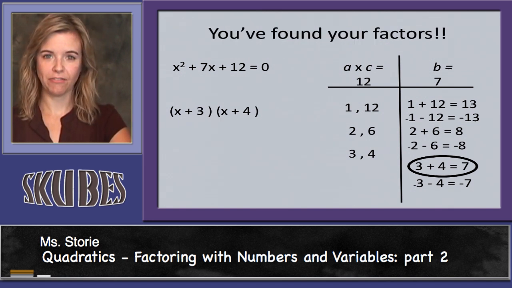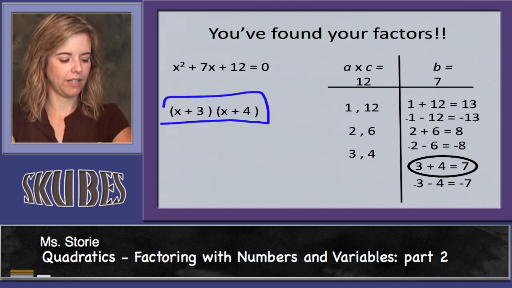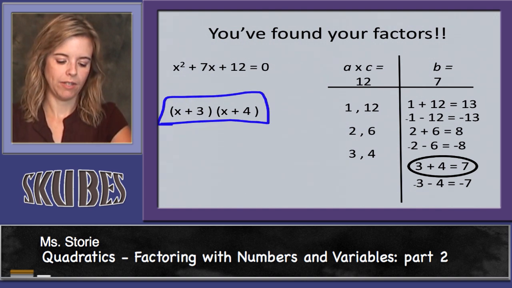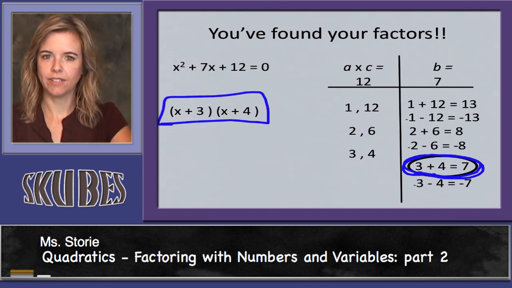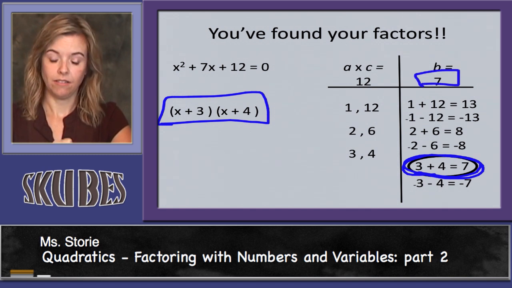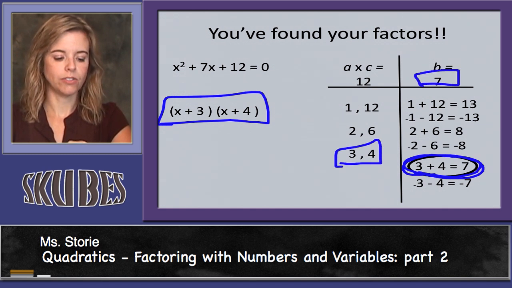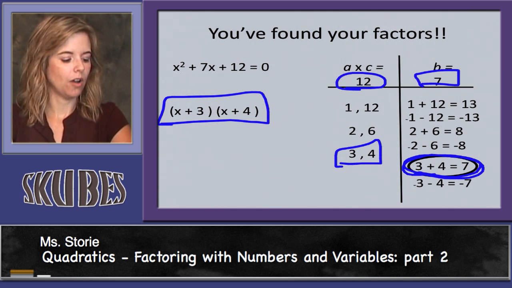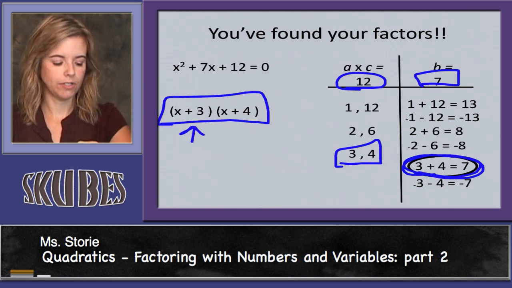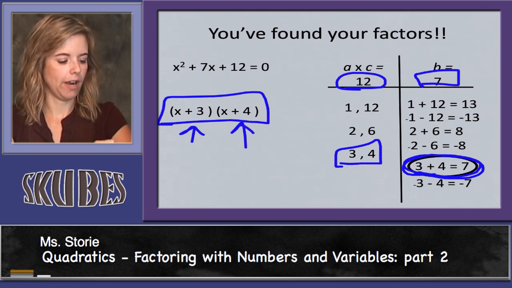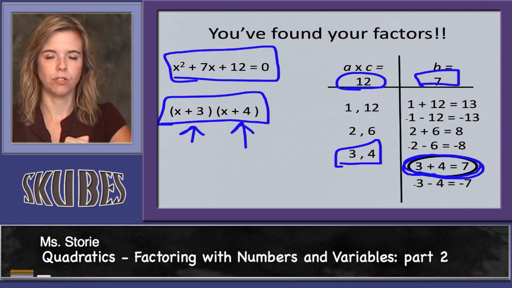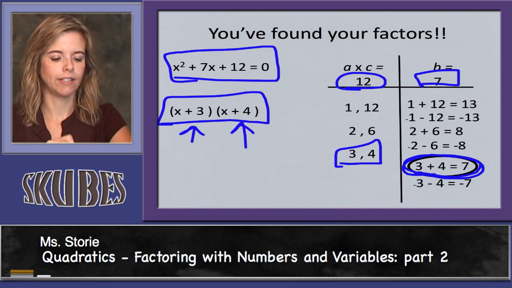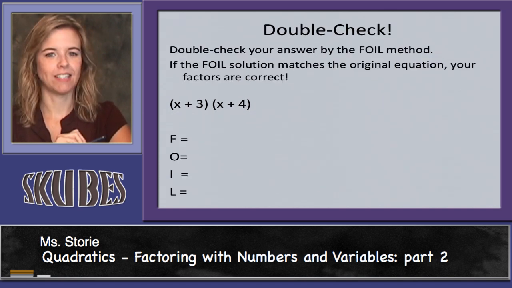All right, we've found our factors. We had x plus 3 times x plus 4 because 3 plus 4 equals 7, and that was our b. And 3 times 4 also equals 12, and that was our a times c. So our binomial should be x plus 3 times x plus 4, and that should multiply up to the original quadratic that we were trying to factor. But there's one last thing you should do.